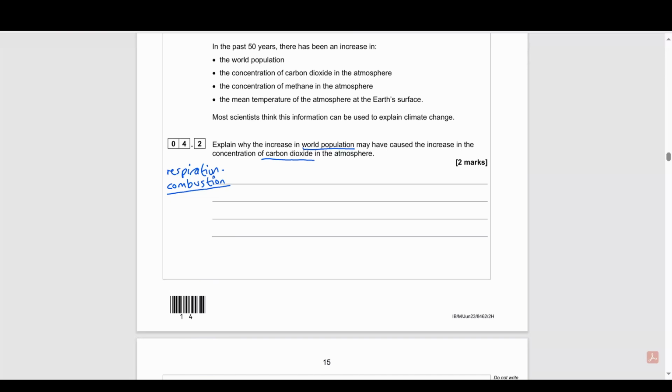But why would an increase in the world population lead to more fossil fuels being burnt? Well, if there's an increase in the world population, more people need to get around as quickly as possible. So there's going to be a need for more fuels to be burnt, because fuels operate machines such as cars, vans, trucks, trains. So it's going to be a higher demand of transport. Example, more cars.